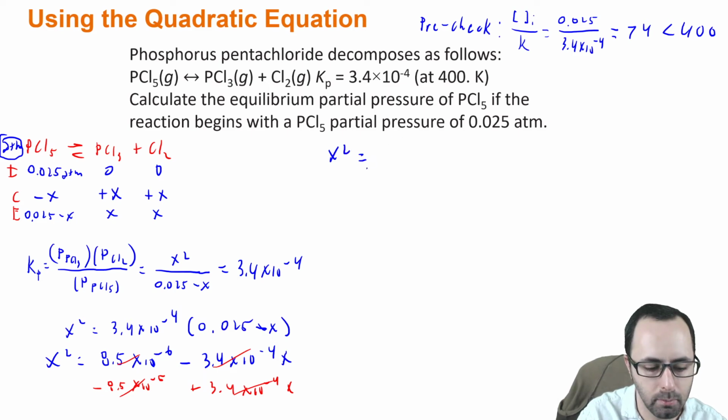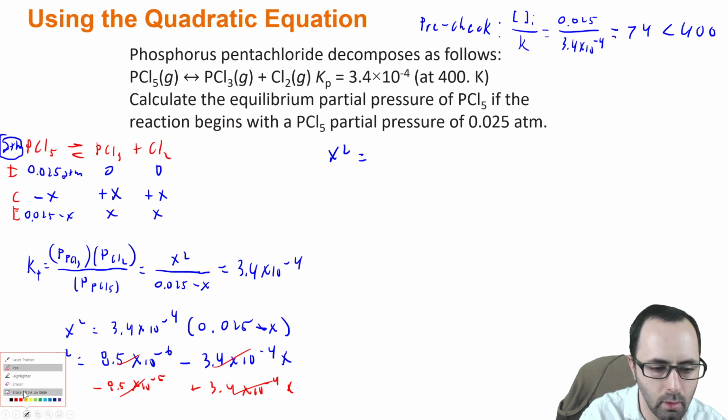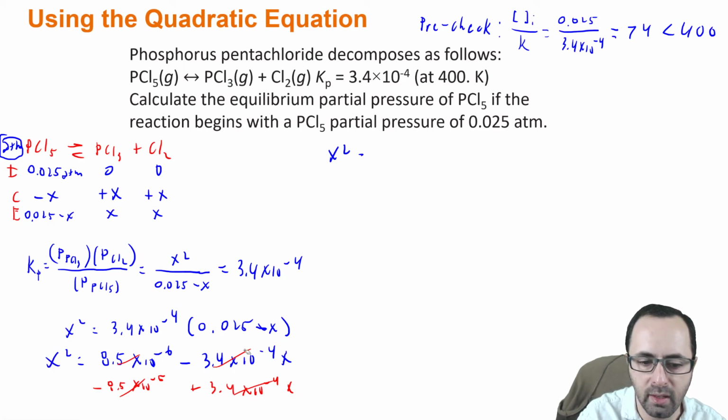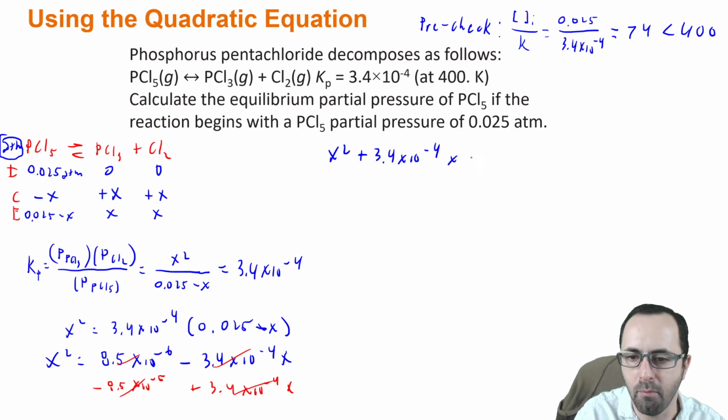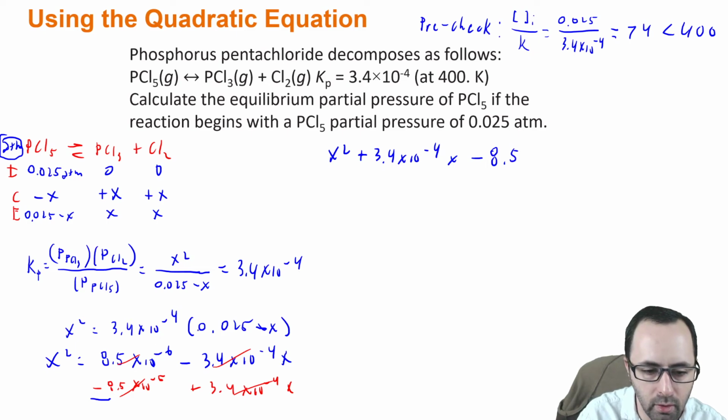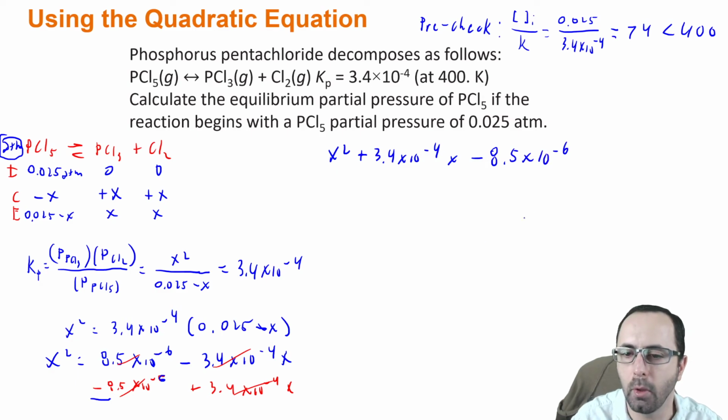So what we did was we added 3.4 times 10 to the minus 4 x to the other side. So we're going to have plus 3.4 times 10 to the minus 4 x, and we're going to have minus, since we subtracted, 8.5 times 10 to the minus 6. That's a 6 there. Okay, and then on the right side, we have nothing left. We subtracted everything, so that all equals 0.